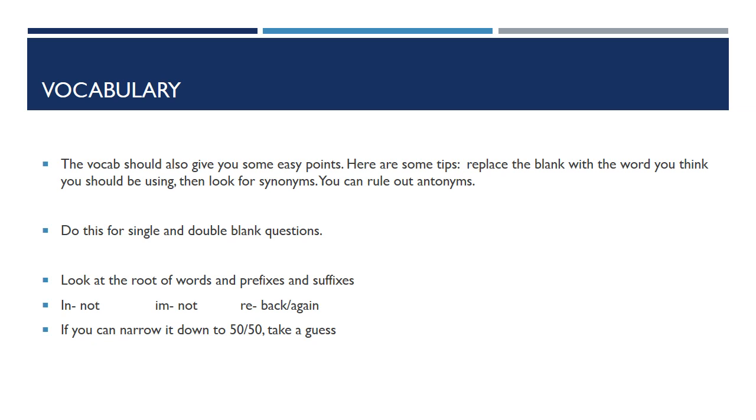When you do the vocabulary section, the general rule is to try to fill in the blank with the word that completes the sentence. Do it in your head before you even look at the answer choices, and then it'll help you to rule out some synonyms and some antonyms. Do that for both the single blank questions, where there's 1 blank, and for the double blank questions, where there's 2. Other tips: look at the roots of words, look at prefixes and suffixes, and see if you can rule certain things out simply because you know those prefixes or suffixes.